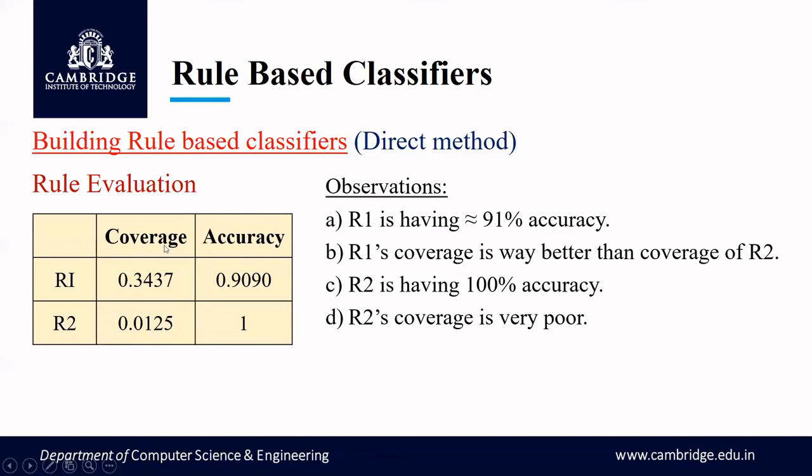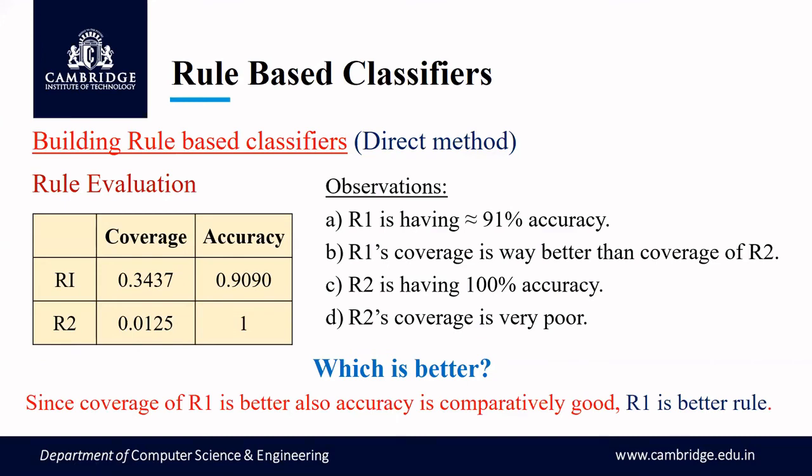But just see the coverage part also. When I consider the coverage, R2 will have a poor coverage with respect to the training set, which means we might have misclassification in certain cases. Even though the accuracy of R1, which is 91%, is comparatively good, its coverage is way better than R2. Therefore, if we ask which rule among these two is better, obviously we can tell that R1 is better, because it has a comparatively greater coverage as well as a good accuracy, right?